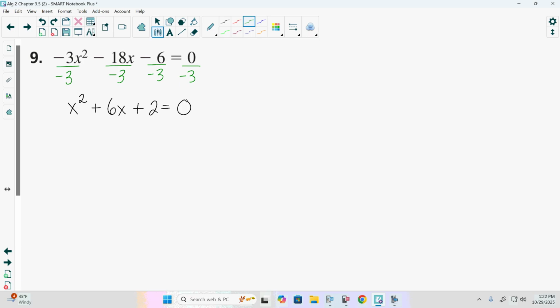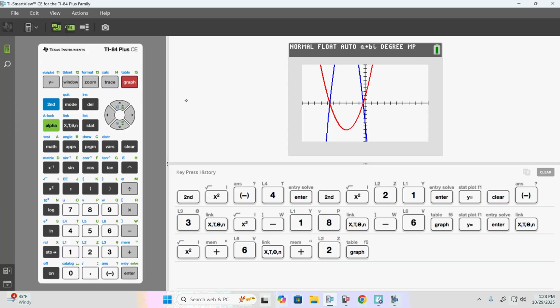And when we graphed it, we were trying to see where it crossed the x-axis. Would it be reasonable to say that negative 3x squared minus 18x minus 6 is a completely different function from x squared plus 6x plus 2? Well, yeah, all the numbers are completely different. These here are the two graphs. The one in blue is the negative 3x squared minus 18x minus 6. The one in red is our x squared plus 6x plus 2.